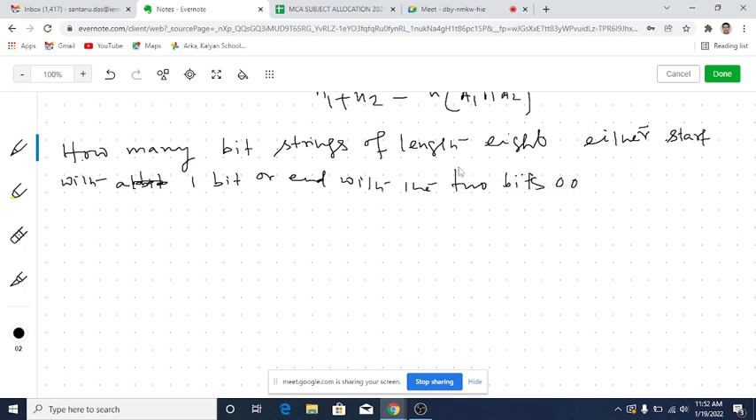How many bit strings of length 8? Okay, sir. So how many bit strings of length 8 either start with a 1 bit or end with 2 bits 00? That means we want to frame one string of length 8 bits. So what are the possibilities? Here it is either or, that means there are 3 possibilities. What are the 3 possibilities?